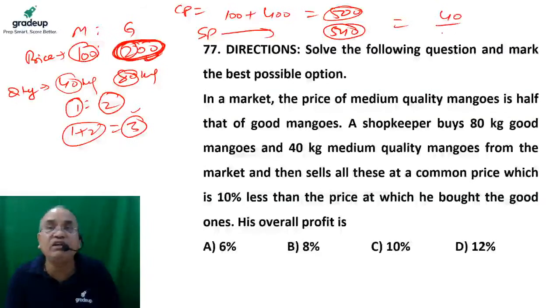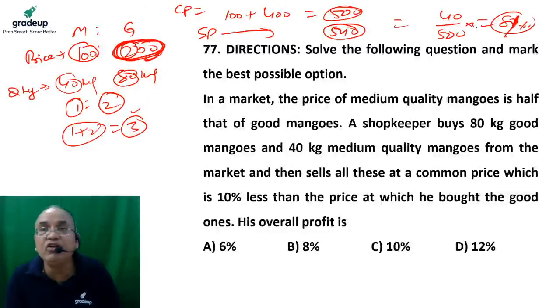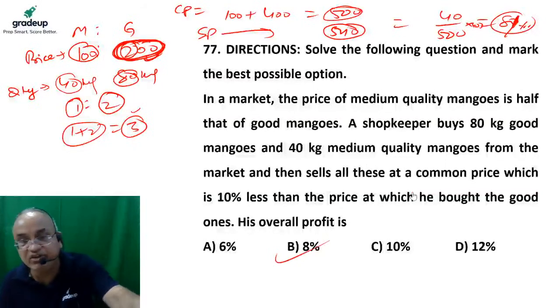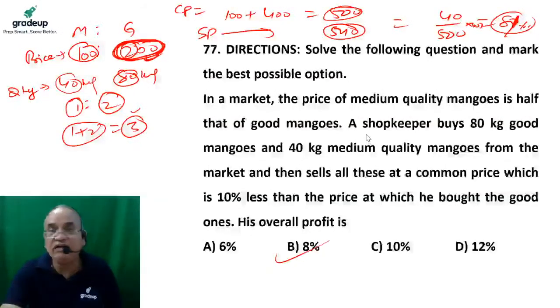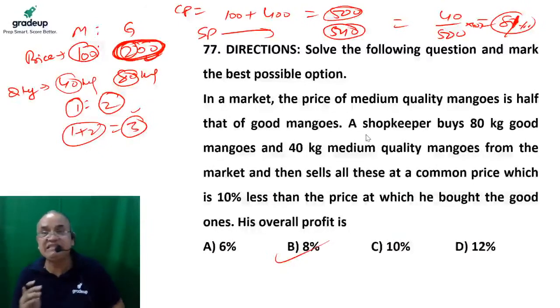He has gained 40 over 500. The profit is nothing but what? 8%, multiplied by 100 also now. So the profit is nothing but 8%. So this is the answer to the question. Got it? Got it? Yes? Got it, Prateek?